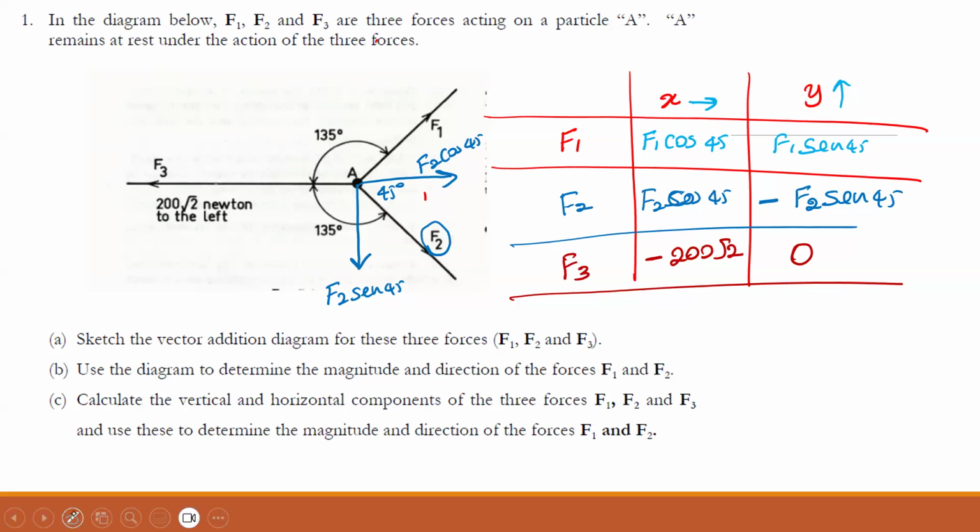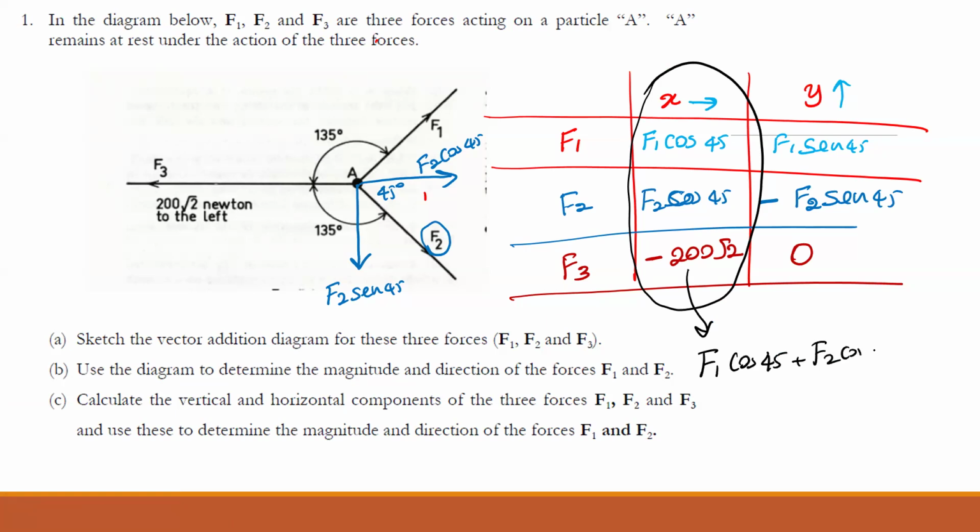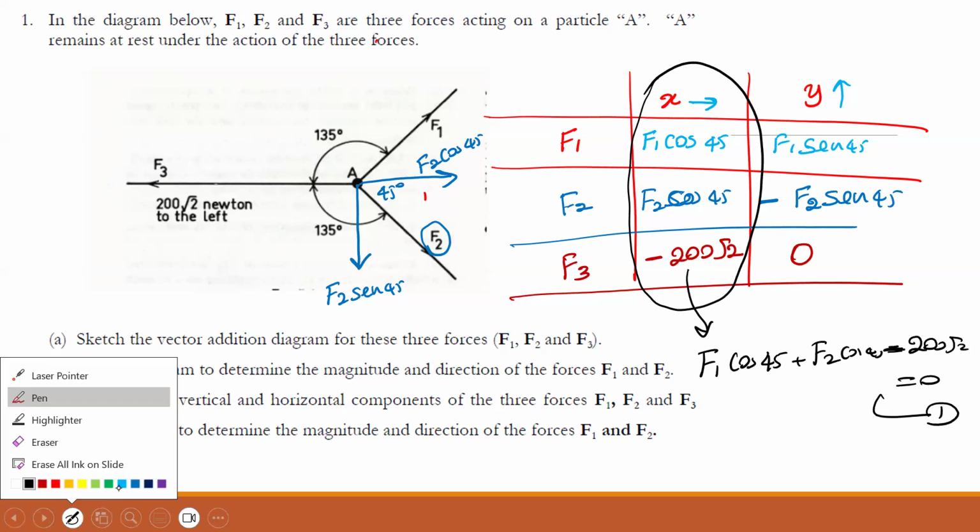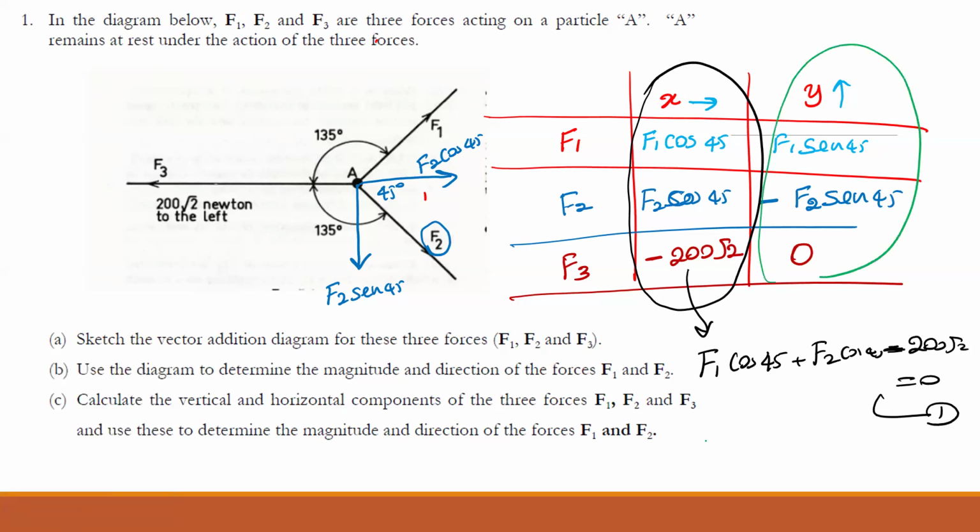Now, if you find the sum of the x components, as this particle is in equilibrium, it should equal 0. So when you add all these together, you can say F1 cos 45 plus F2 cos 45 minus 200 root 2 equals 0. So that is one equation. Then again, if you add all the y components together, that means F1 sine 45 minus F2 sine 45 equals 0. So this is your second equation.